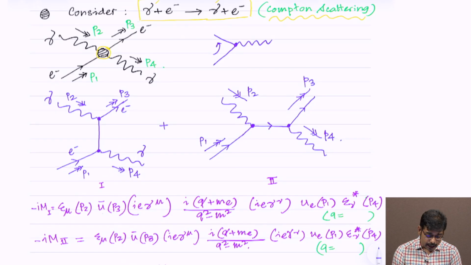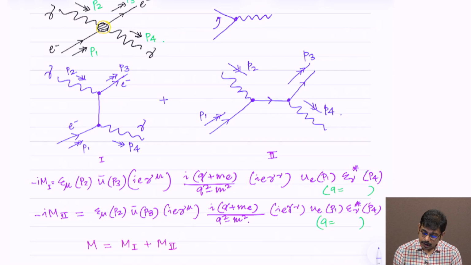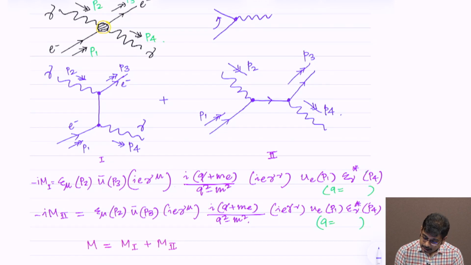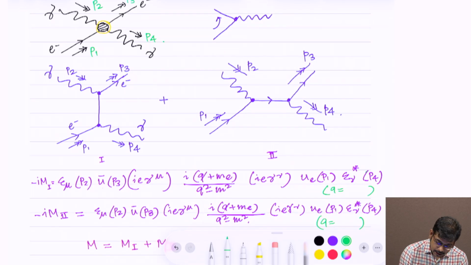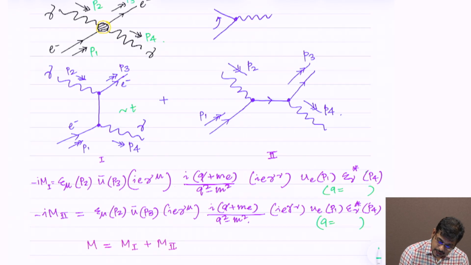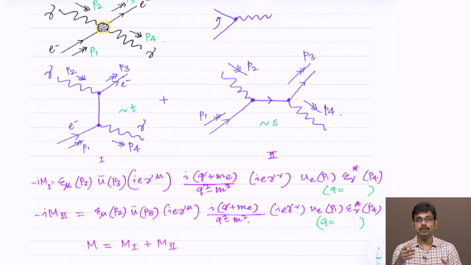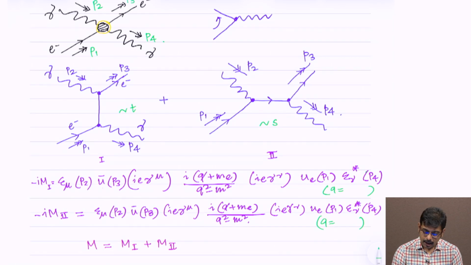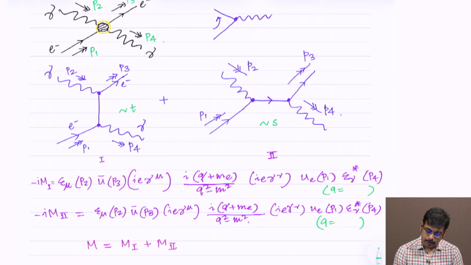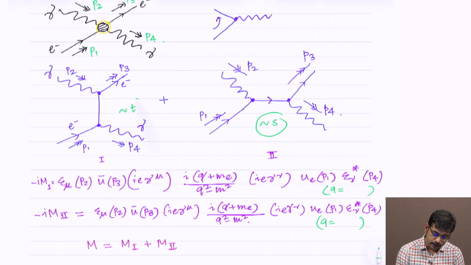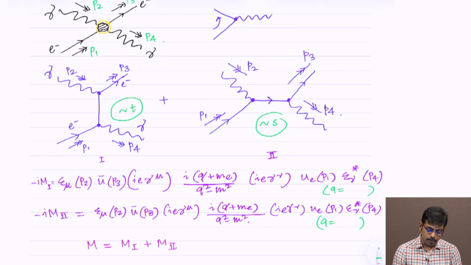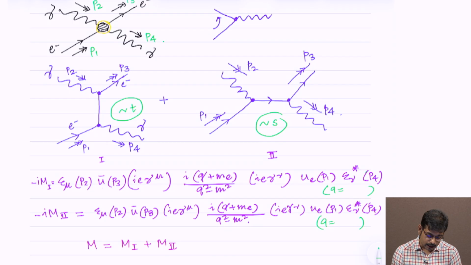And now, without doing any calculation, you can tell that this graph is a T channel graph, whereas this graph is an S channel graph, because the propagator momentum will be P1 plus P2 in this one, and this will be P1 minus P3, or whatever you want to say, in this T channel one.